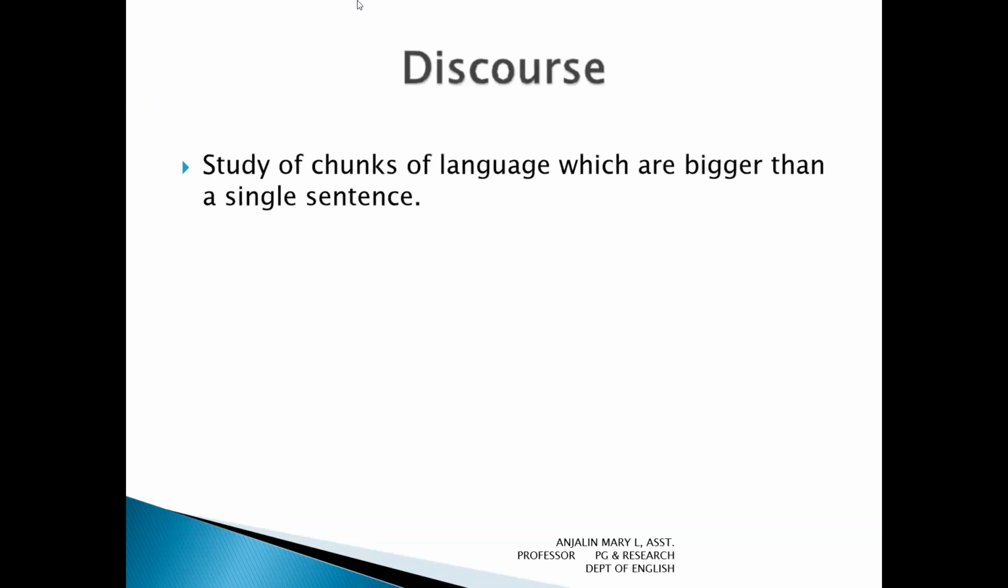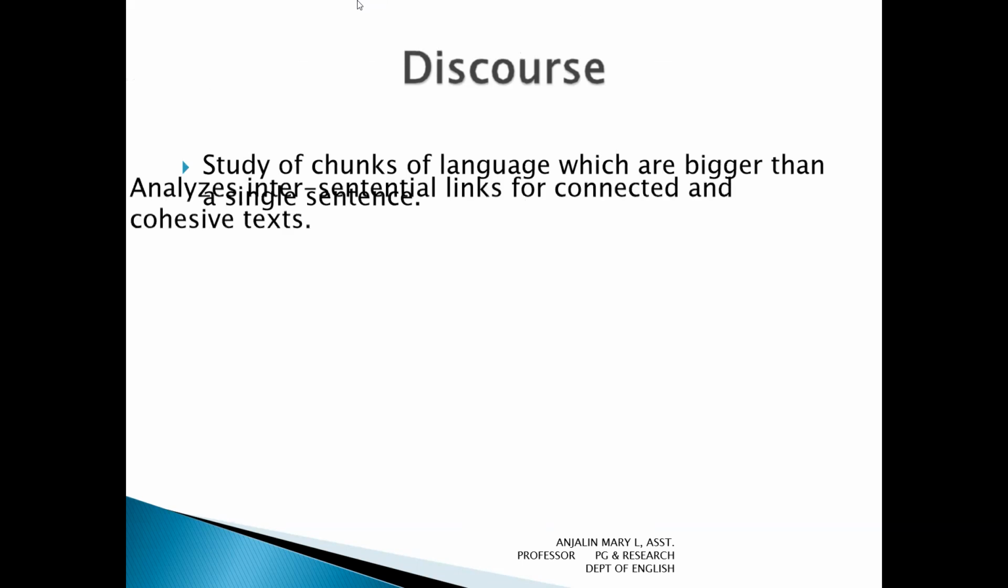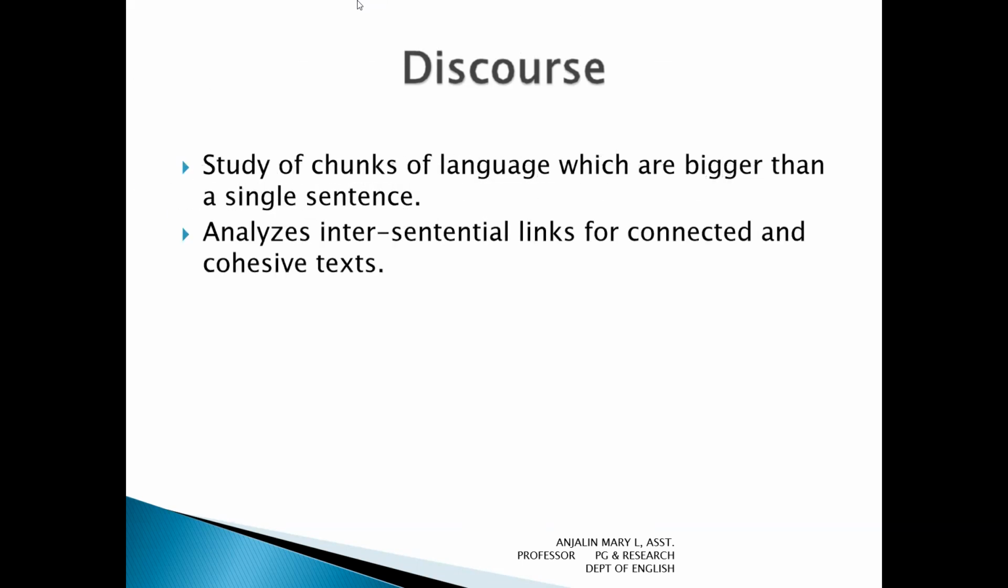And the next thing is discourse. So what do we study in discourse? We study chunks of language which are bigger than a single sentence. So what do we analyze at this level? Especially at the level of discourse, we analyze intersentential links. Intersentential here means inter-logical links that form a connected or cohesive text. Cohesive here means continuity, a bond. Each sentence should have a connectedness to the other sentence. So that we study at the level of discourse.